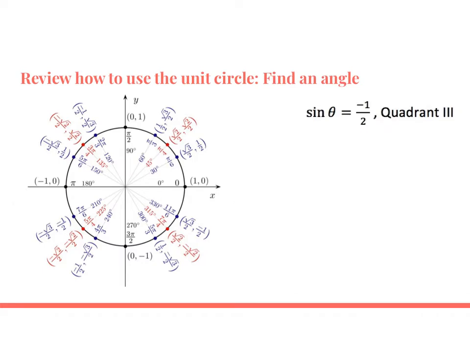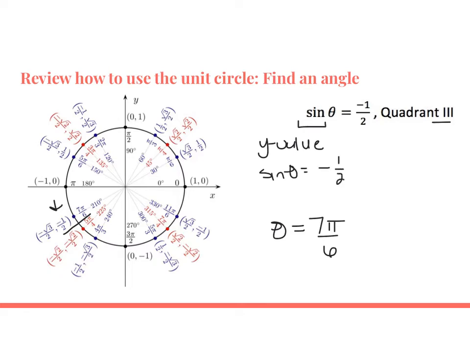For our next one, we want to find an angle given the coordinate. When we look at this, we know that sine is a y value. And it tells us it wants somewhere in quadrant 3. So we're going to find a y value of negative 1/2 in quadrant 3. And that tells us that theta equals 7 pi over 6. How we want to think about that, again, if we have sine of theta equals negative 1/2, we're solving for theta. So by solving for theta, we're taking inverse sine of negative 1/2, and that gives us the appropriate angle.